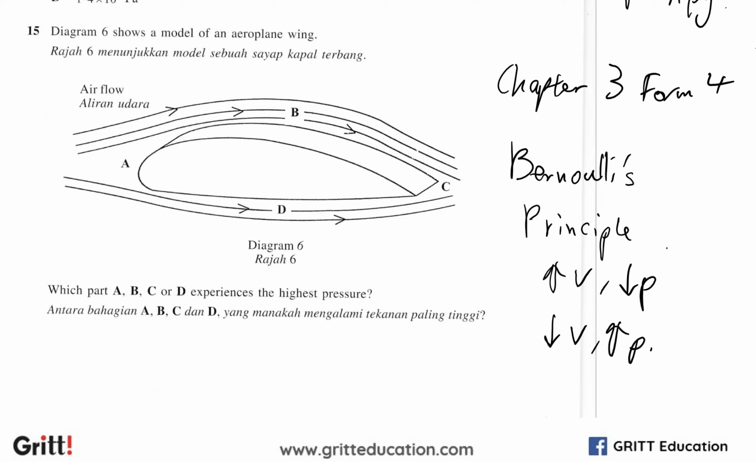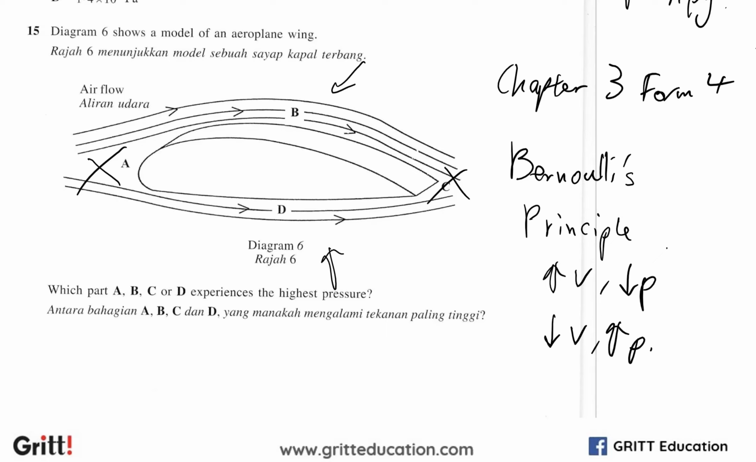Alright, so for here, the two parts that we want to eliminate directly are A and C. We usually do not assess the pressures at point A and point C because it's not relevant. So the pressures that we want to evaluate are at the B area and the D area, which is above or below the airplane wing.